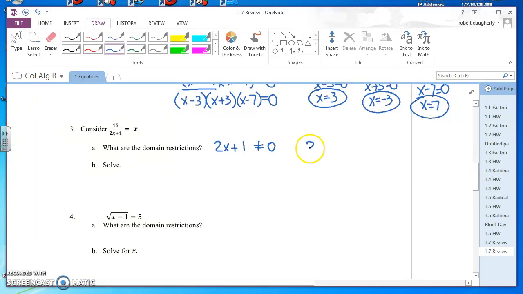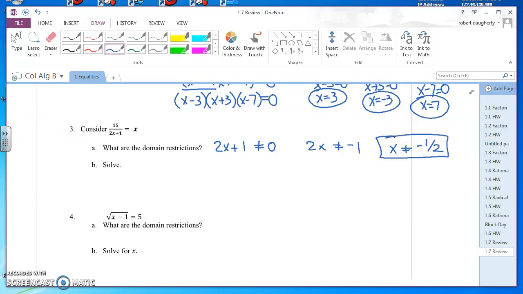So that means that 2x cannot be negative 1. Therefore, x cannot be negative 1 half. So that is my restriction. Okay, so I'll solve the problem. If that comes up as my solution, I know it doesn't work because that violates my restriction.